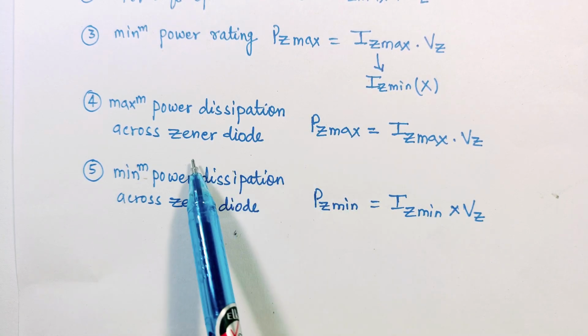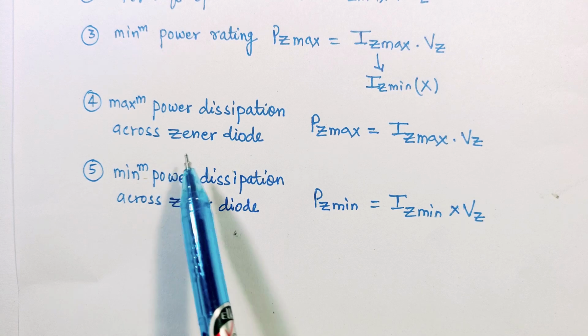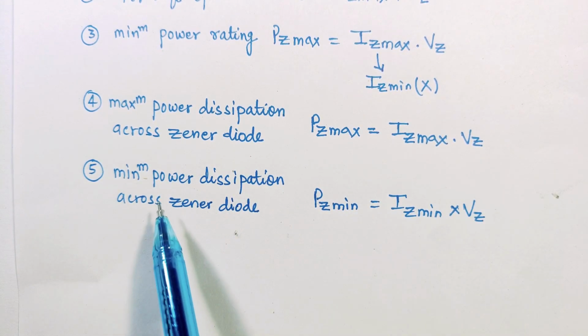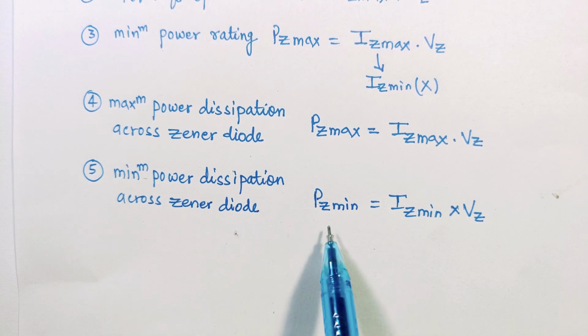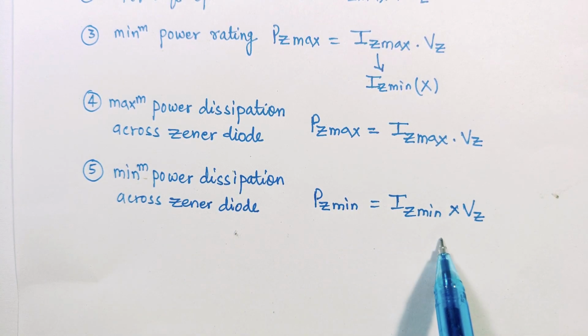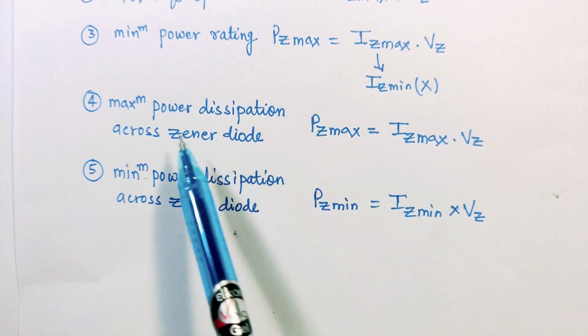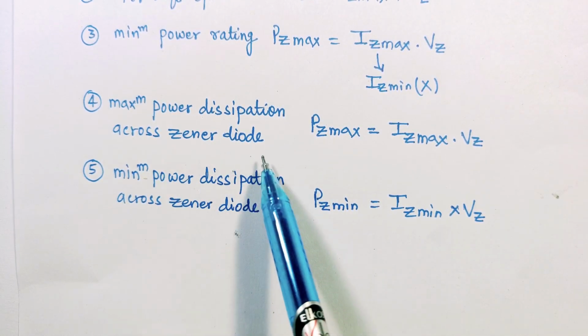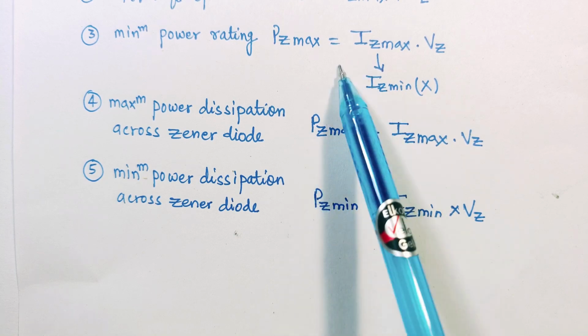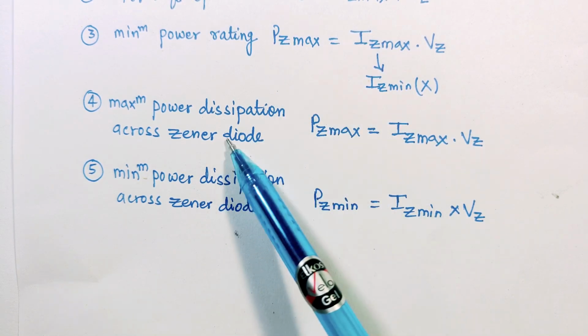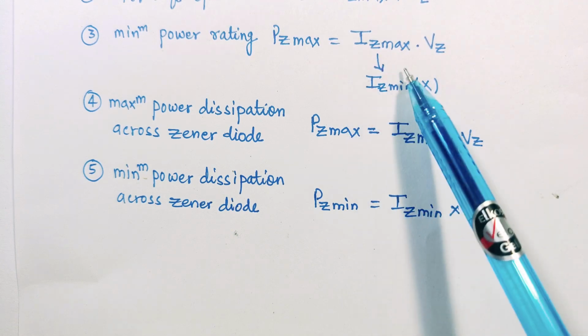Maximum power dissipation across Zener diode can be written as Pz max equal to Iz max into Vz, and minimum power dissipation across Zener diode can be written as Pz minimum equal to Iz minimum into Vz. Here we can see that the minimum power rating of a Zener diode is equal to the maximum power dissipation across the Zener diode. So both these formulas will be the same. A different word is used for calculation of this value, that is Iz max into Vz.